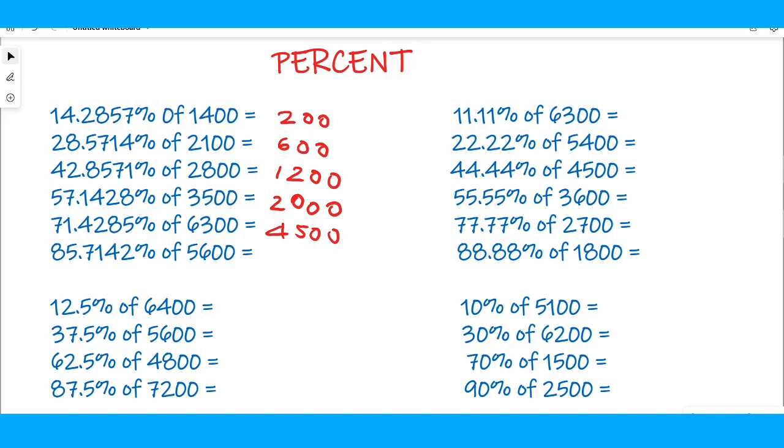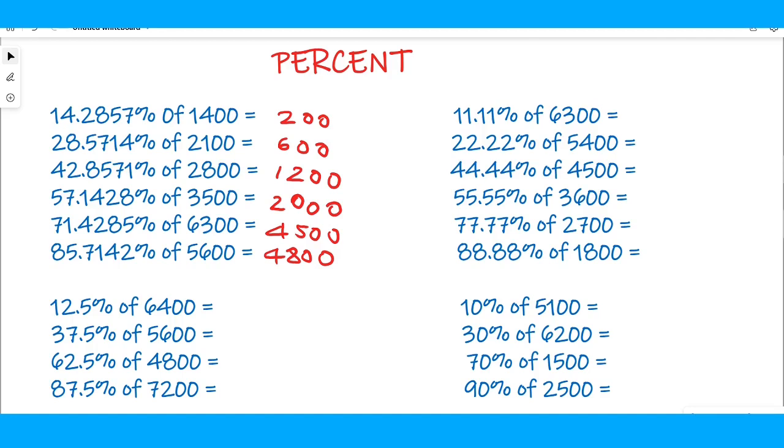Now 85.7142% is 6 upon 7. Thus 6 upon 7 of 5600. 1/7 of 5600 is 800. Hence 6 times 800 is 4800. So we write 4800, which is 85.7142% of 5600.